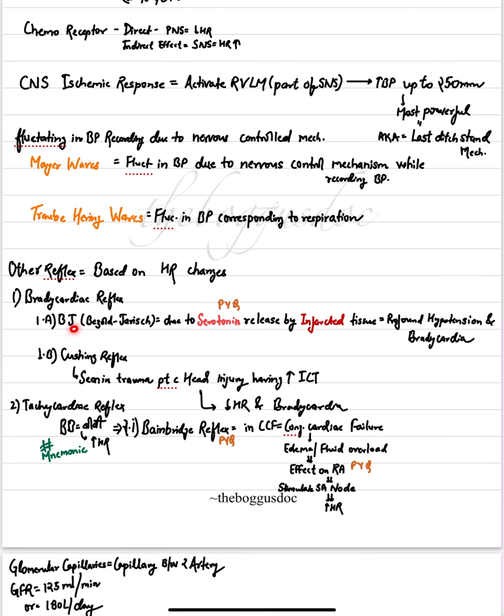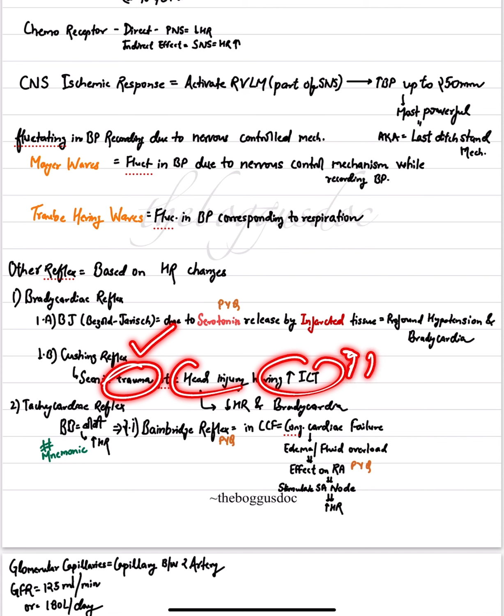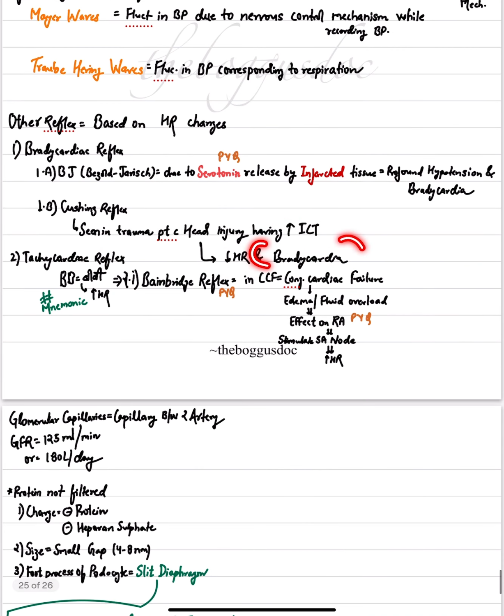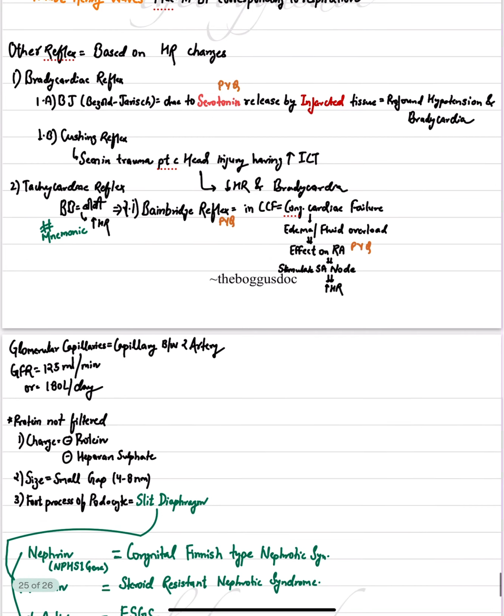We have two other reflexes. These are the bradycardic reflexes. The Bezold-Jarisch reflex is due to serotonin (PYQ) released by infarcted tissue, seen in profound hypertension, leading to profound hypotension and bradycardia. And the Cushing reflex: in a trauma patient with head injury who has increased intracranial tension, there is hypertension and bradycardia. Okay, both are the same. Heart rate decreases, also bradycardia.